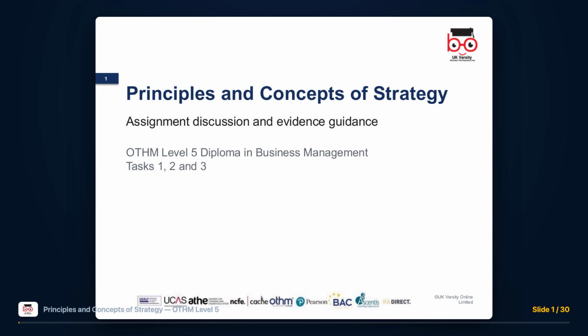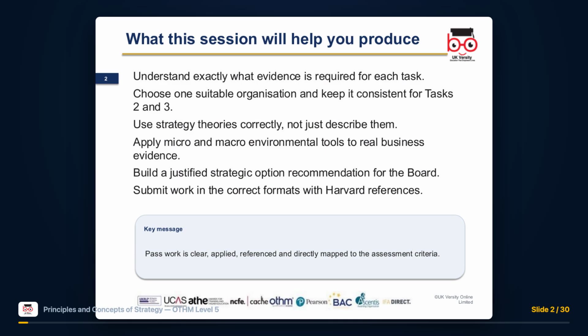Welcome to the assignment discussion and evidence guidance for principles and concepts of strategy, part of the OTHM Level 5 Diploma in Business Management. We'll walk through tasks 1, 2, and 3 and the evidence each needs. This session will help you understand the evidence required for each task, choose one suitable organisation, and keep it consistent for tasks 2 and 3.